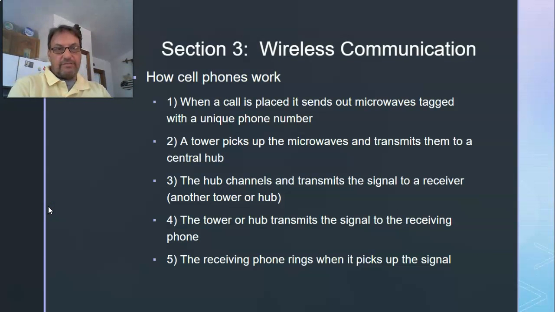And then cell phones. All of us have one nowadays. But this is used, we use the electromagnetic spectrum for this. Once again, we talked about microwaves being the medium, being the ray that is used in order to make the cell phones work. And so when a call is placed, it sends out the microwave from your phone. Then a tower is going to pick that up and transmit it to a central hub. This hub is then going to send it to a tower. It may be the same tower. And then it's going to be sent to your phone.